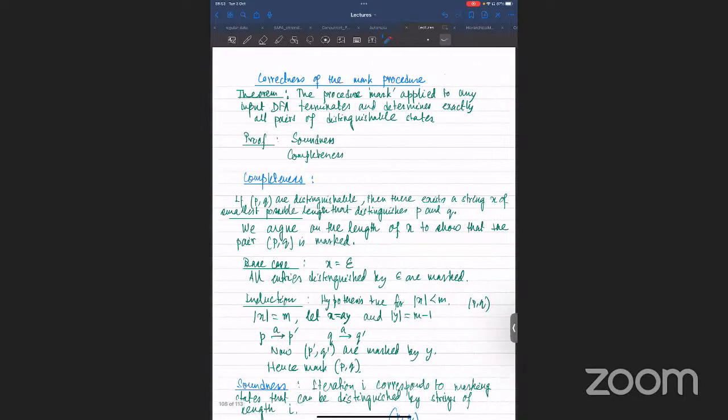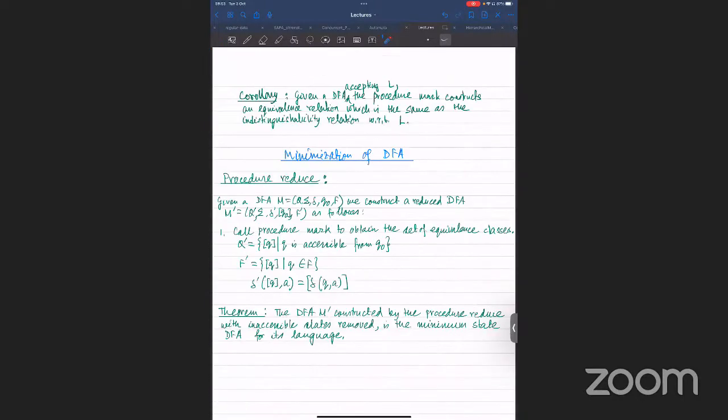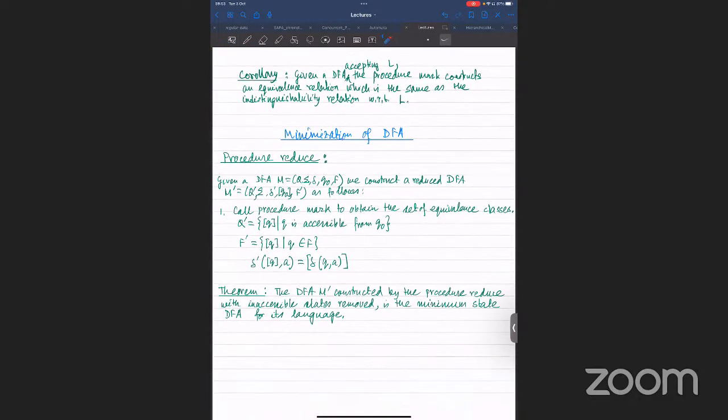Now what we want to say is that the resultant DFA that you get by this procedure of merging the states of a particular equivalence class gives you a DFA which accepts the same language. Further, this is the minimal DFA accepting this language L.